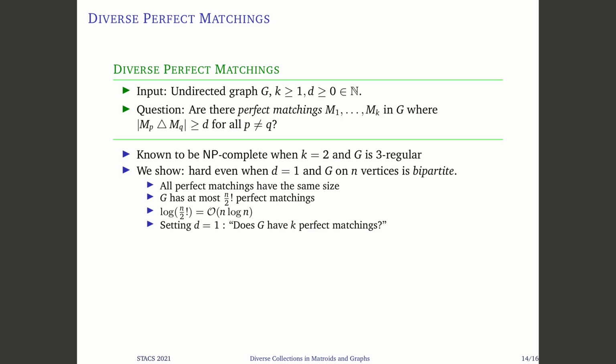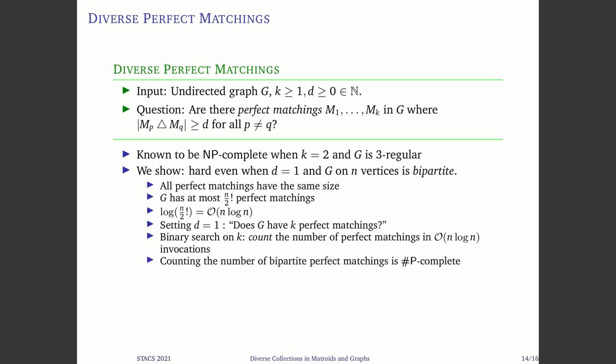Now if we set the diversity measure d to be 1, then the diverse perfect matchings problem translates to the question, does G have k different perfect matchings? By doing a binary search on k, we can count the number of perfect matchings of the graph in order n log n invocations of an algorithm for diverse perfect matchings. But we know that counting the number of bipartite perfect matchings is #P-complete, and therefore diverse perfect matchings has no polynomial time algorithm unless P equals NP.